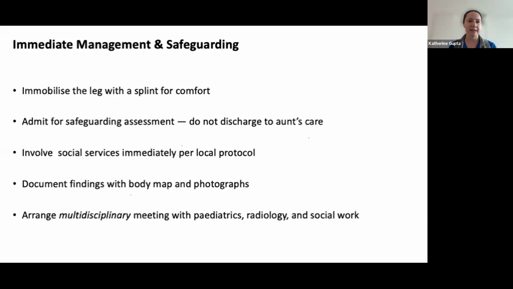It seems unwise to discharge them to the aunt's care. You're also not entirely sure that the mom is a safe discharge plan. And so involving social services immediately is recommended. You want to make sure that your documentation is all very objective. You want to use direct quotes. You want to document exactly what you're seeing without hypothesis of what could have caused things. And then you want to work on your multidisciplinary collaboration.